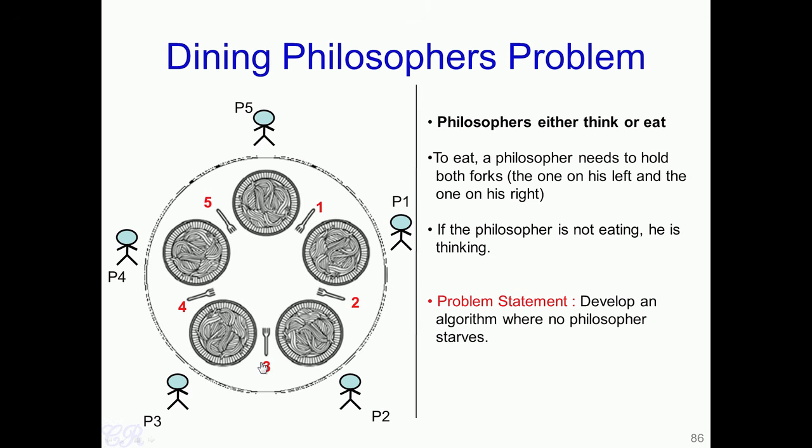Now, the problem we are trying to solve is to develop an algorithm where no philosopher starves. That is, every philosopher should eventually get a chance to eat. So, let us start with a very naive solution to this particular problem.